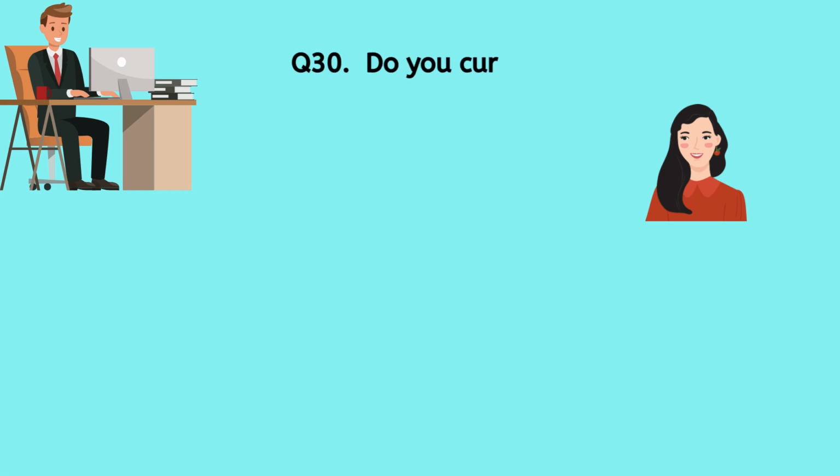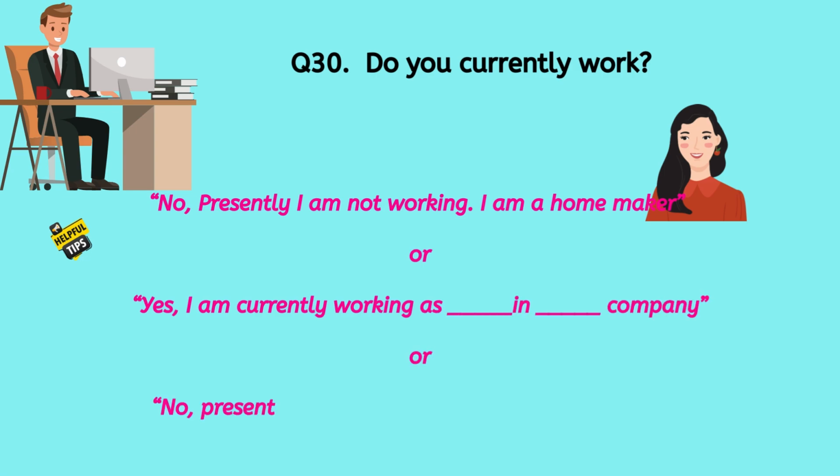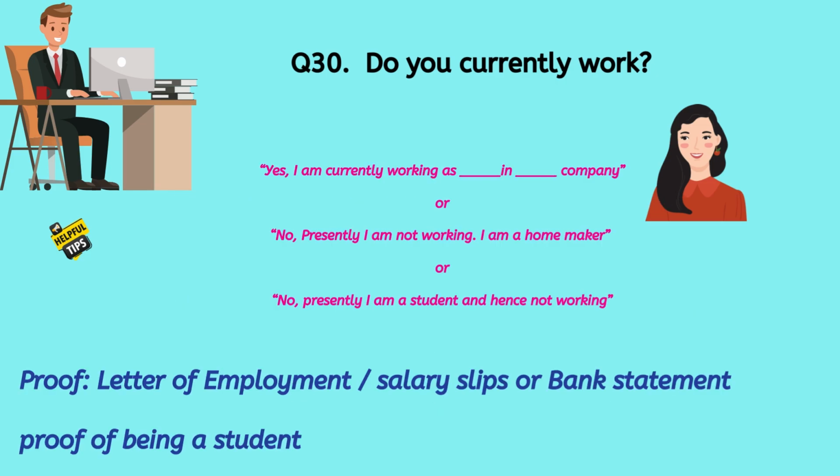They might ask you, do you currently work? If you don't, you can simply say, no, presently I'm not working, I'm a homemaker. And if you are working, you must answer in affirmative and mention the name of the company where you work. So you could say, yes, I'm currently working in this company as a, and whatever is your designation. Make sure to carry a proof of employment, either in the form of your employment contract, salary slip, or a bank statement showing salary being credited in your account, implying that you are employed.